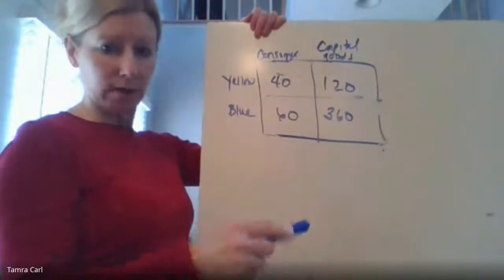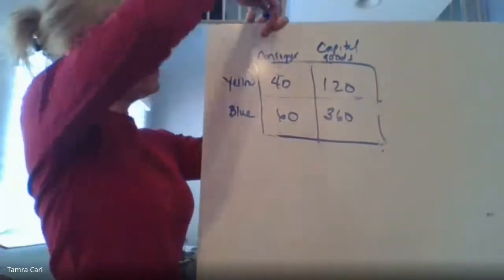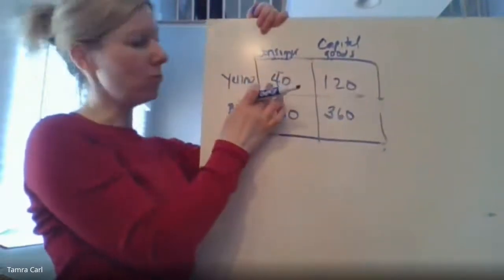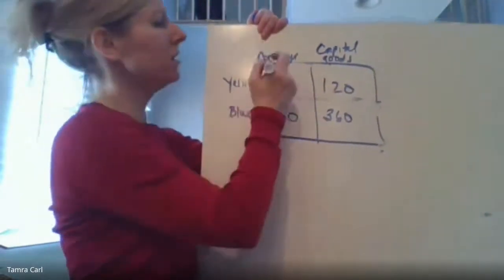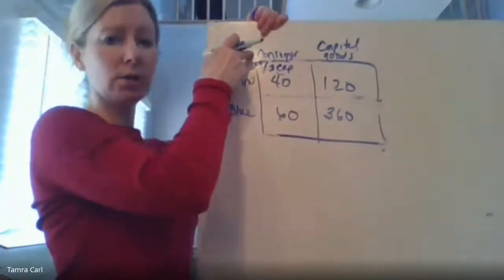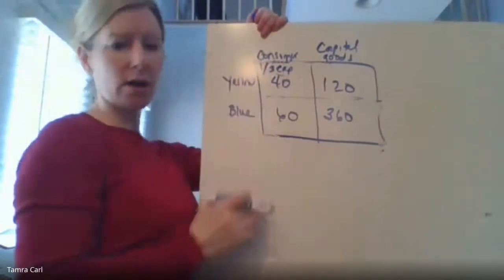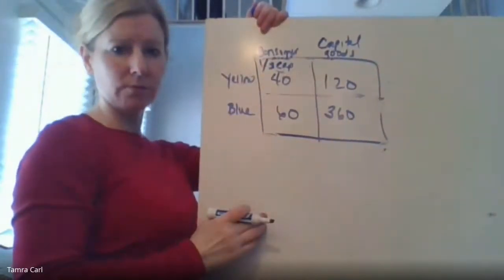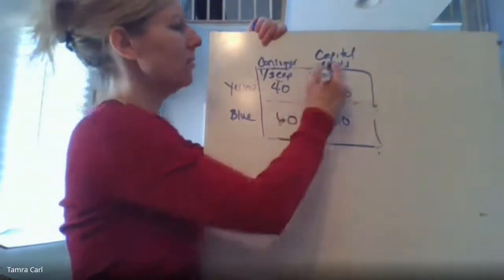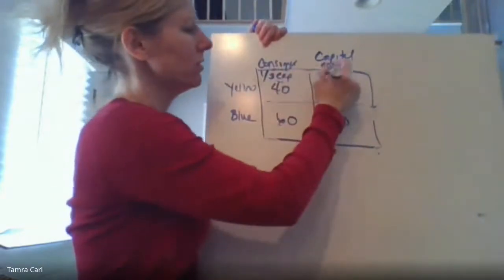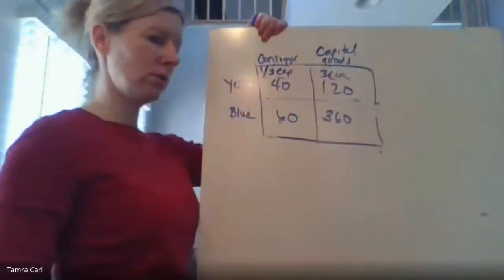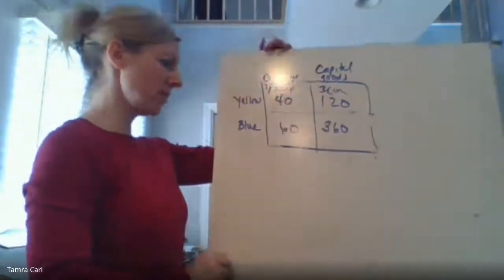To do the input method, if I was to figure out what the opportunity cost is, I now have to take the 120 into 40. And so this would be 1/3 of the capital goods. So for every consumer good that is made, they have to give up 1/3 of the capital goods. For every capital good that is made, they have to give up 3 of the consumer goods, because 40 goes into 120. Okay? And then you do the same for the other.